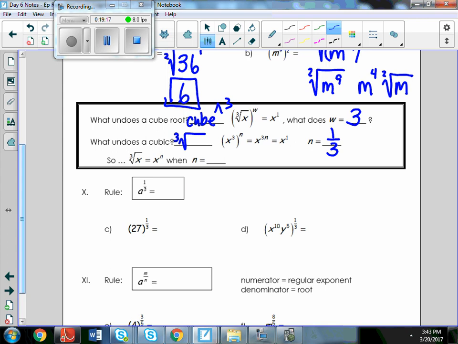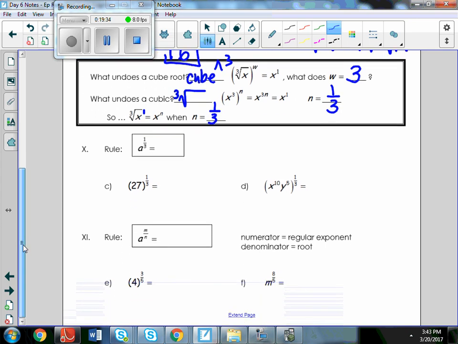And so it's really just the same rule. If you think of it, it's x to the 1, and it's the 3rd root. So x to the power of 1, the 3rd root, is the same thing as x to the 1/3. So it doesn't matter what fraction it is. You just have to remember that rule. So a to the 1/3 is the same thing as a to the 1, and it's the cubed root.